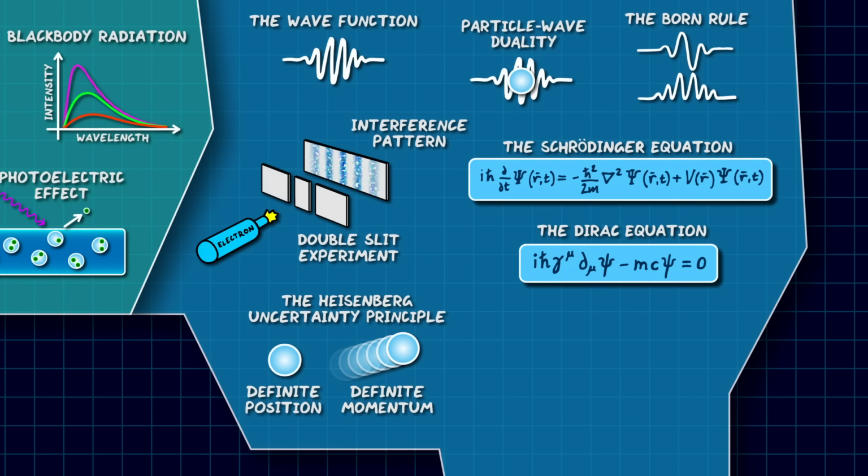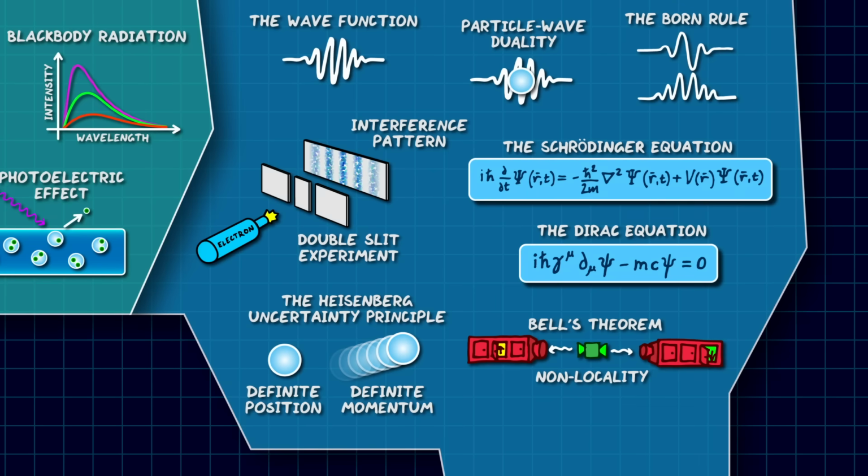Another important equation is the Dirac equation, which extends the Schrödinger equation to include special relativity and describe particles with high kinetic energy. And another important foundational concept is Bell's theorem, which proved that the uncertainty in quantum mechanics is not caused by our lack of knowledge about hidden variables, but is a fundamental part of the universe. This also led to the concept of non-locality, which we'll meet a little later.